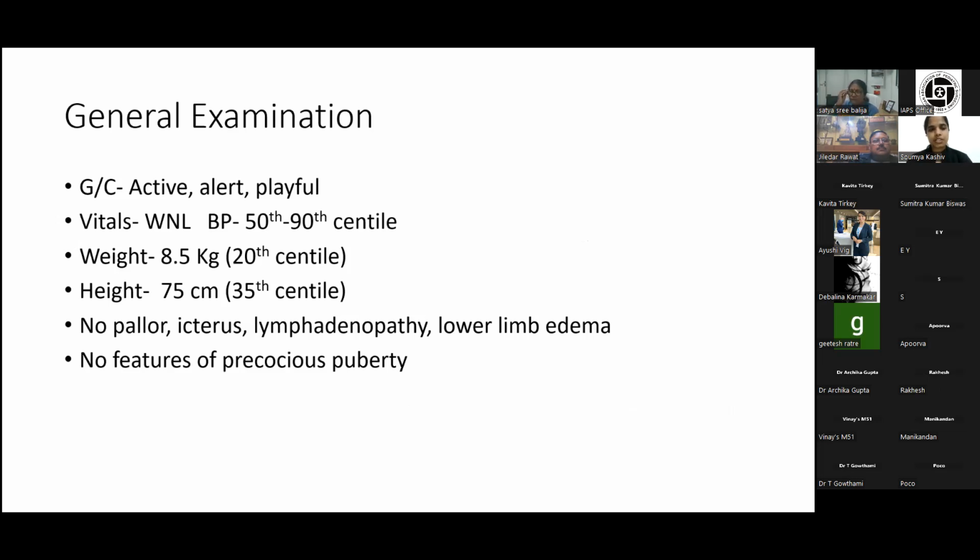On examination, the child appeared active, alert, and playful. The vitals were all within normal limits, and the BP was between 50th to 90th centile as well. Weight was 8.5 kgs, which came at 20th centile, and the height was 75 centimeters, which was around 35th centile. There was no pallor, icterus, lymphadenopathy, or lower limb edema. Neither were there any features of precocious puberty.